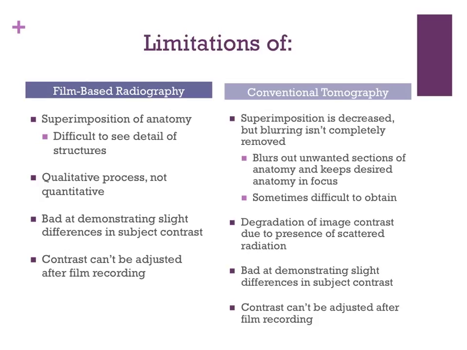In film-based radiography, there is superimposition of anatomy, and remember this makes it difficult to see the detail of structures since they are lying over one another. There's also the qualitative process, and it does not involve the quantitative process, which makes objects look the same, although they are different. Take a look at Figure 3.3 to see how the textbook lays out this issue.